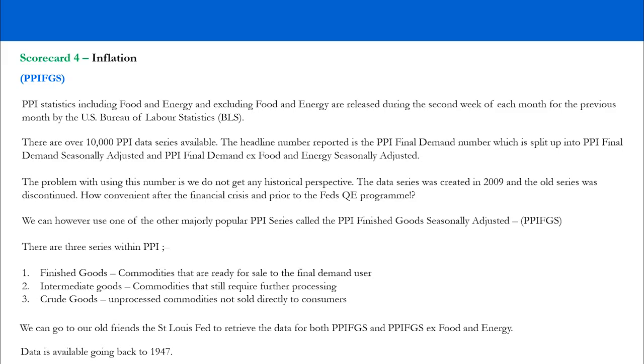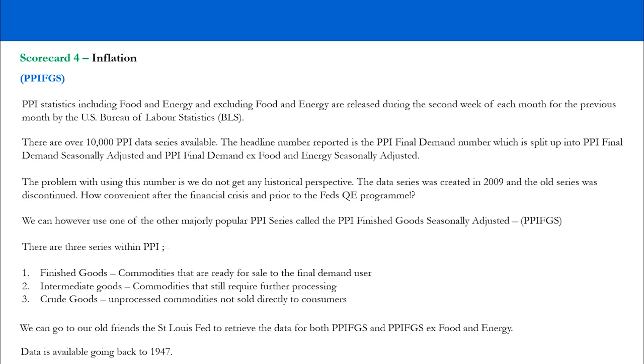There are over 10,000 PPI data series that are available. The headline number that you see reported in the media is the PPI final demand number, which is split up into PPI final demand seasonally adjusted and PPI final demand ex food and energy seasonally adjusted. The problem with using this number is that we don't get any historical perspective. The data series was created in 2009 and the old series was discontinued.